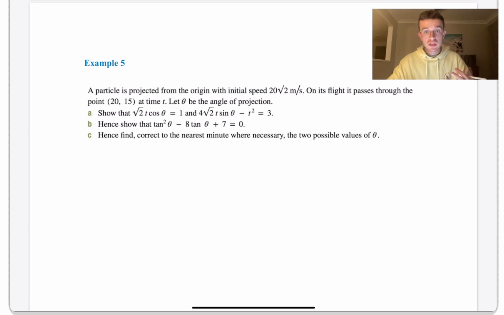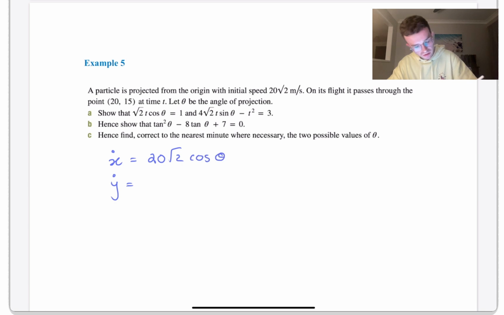When we're doing these questions, if we're not given the equations of motion, what we're going to do is just find my equations of motion. We can't really resolve our velocity because we don't know an angle, but we can do it a bit generally. So we could say that it's 20 root 2 cos theta, of course, for x dot, and 20 root 2 sine theta for y dot. That's as much as we can do.